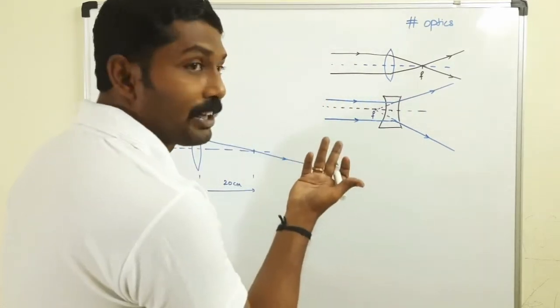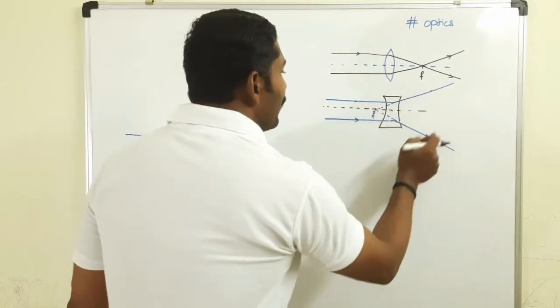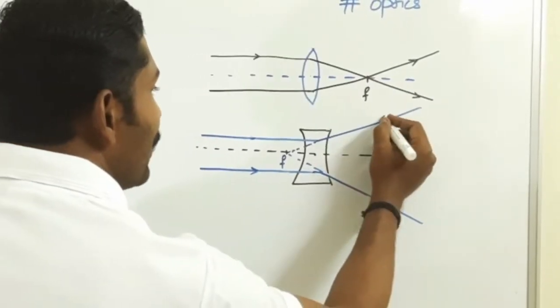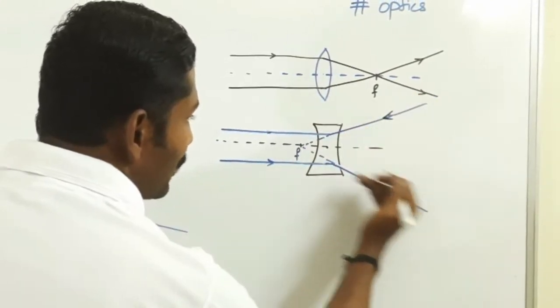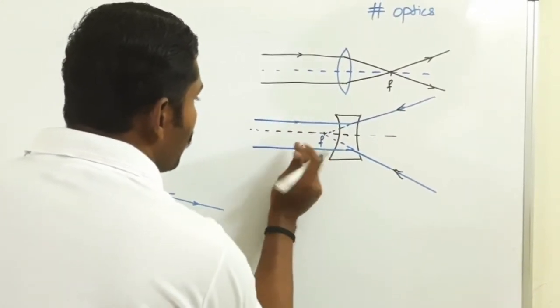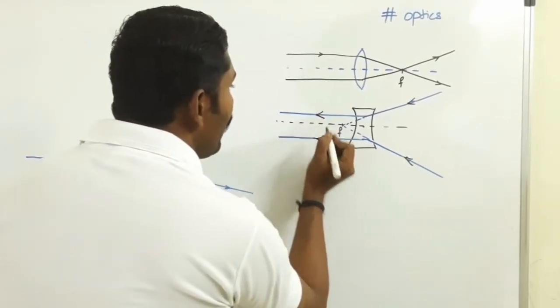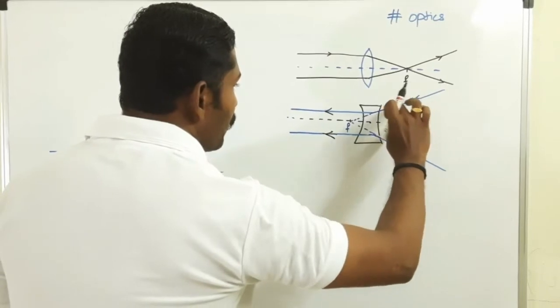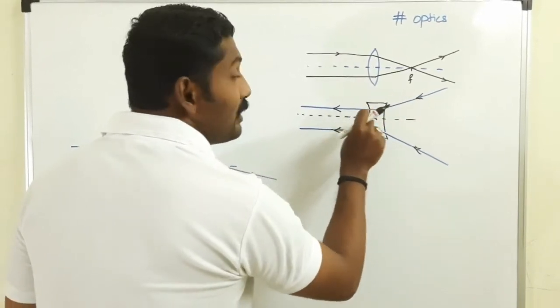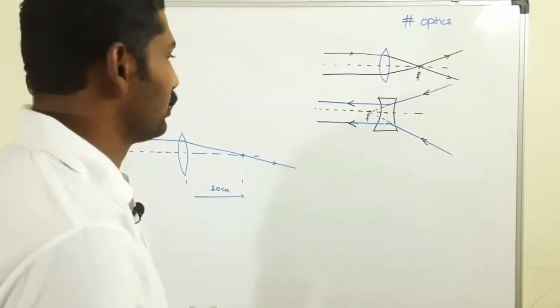So we'll try to think in an opposite way, in such a way that light is coming from this side. Light is coming like this, okay, and it will go parallel. Understand properly, it will go parallel only if light tends to fall or concentrate at this point called the focus, in the opposite direction.